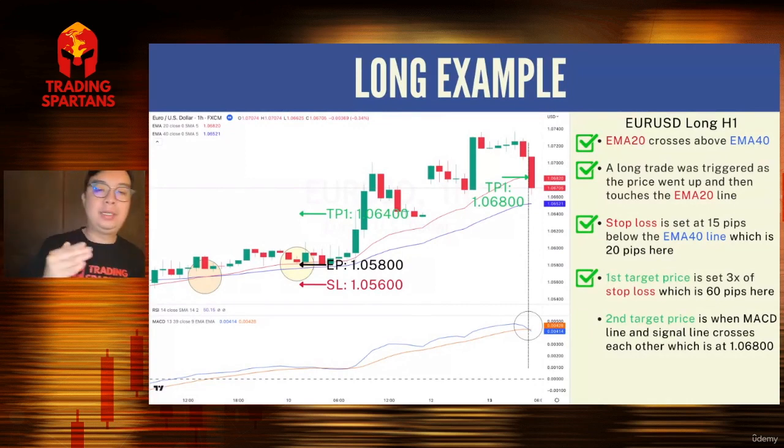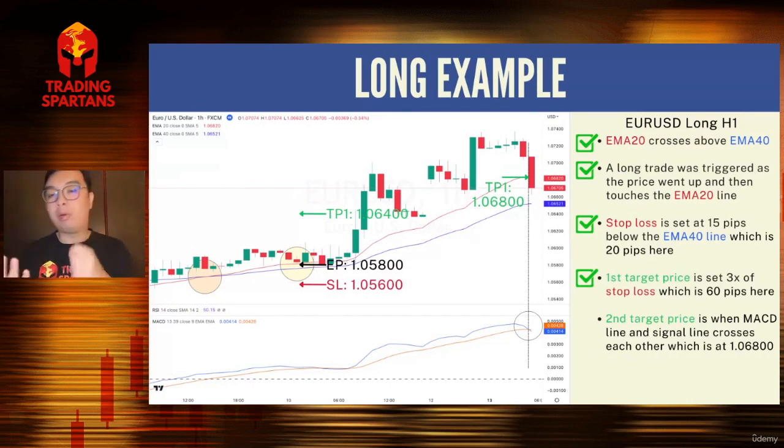Okay, so this is what we have. First target price, we got 60 pips. Second target price, we closed at 1.068, which is 100 pips, so another 40 pips extra. All in all, in this trade, we have earned 100 pips. But of course, we closed 60 pips for 50% of the position, and another 40 pips for the other 50% of the position.